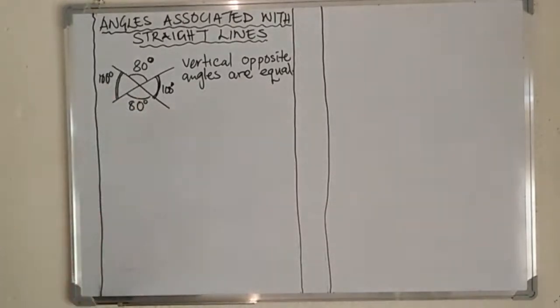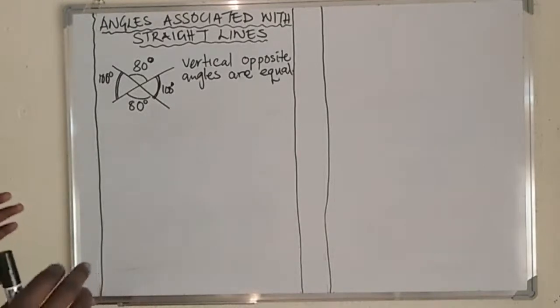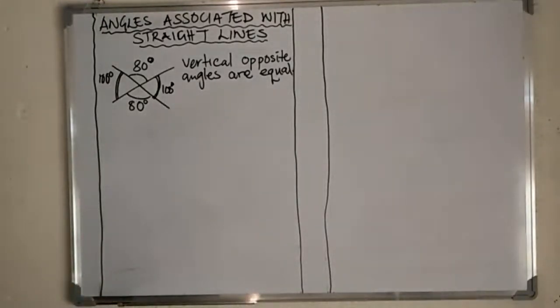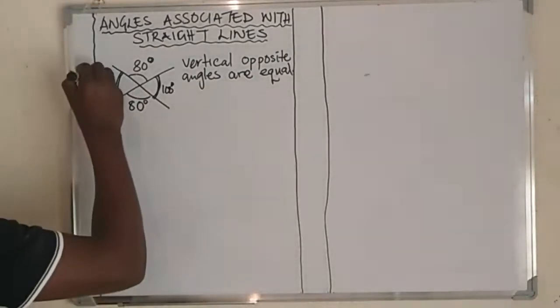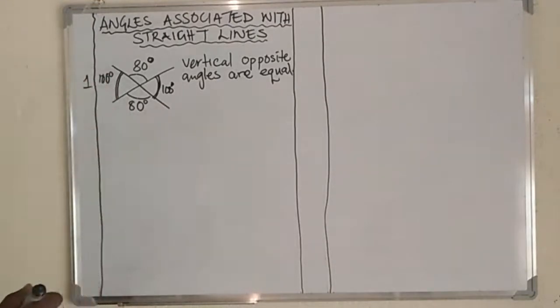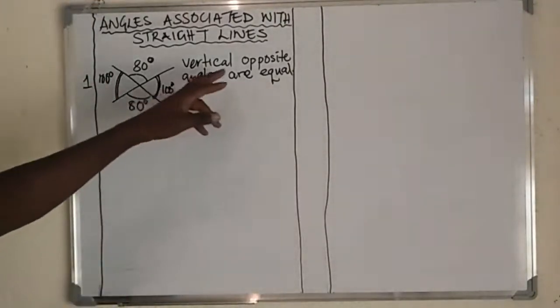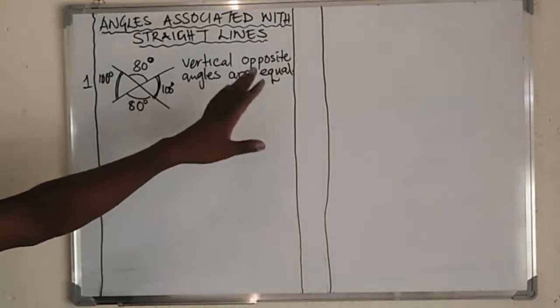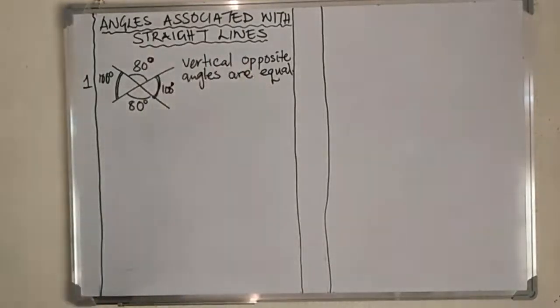So basically, this is the first principle or rule we can talk about concerning angles that are formed by straight lines. That is number one. And the rule you should always remember is vertical opposite angles are equal to each other. So we find these angles where there are lines that are crossing each other.